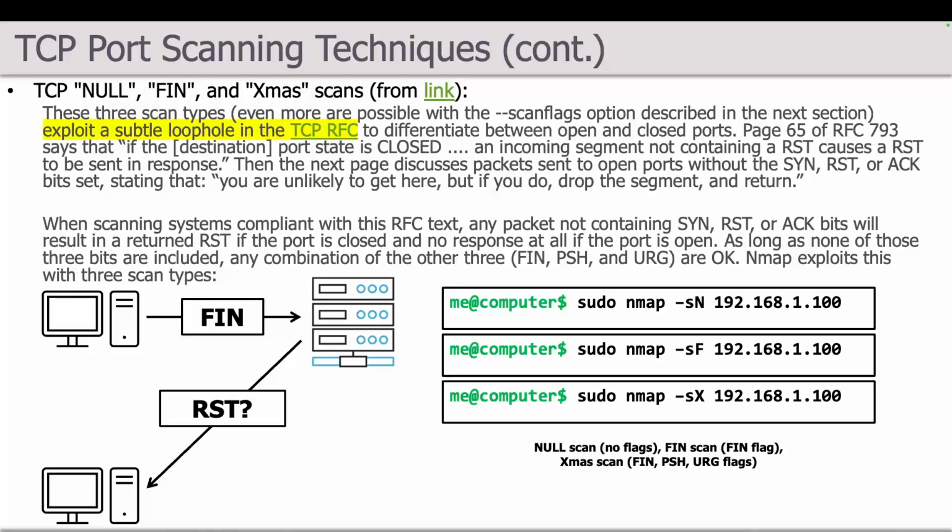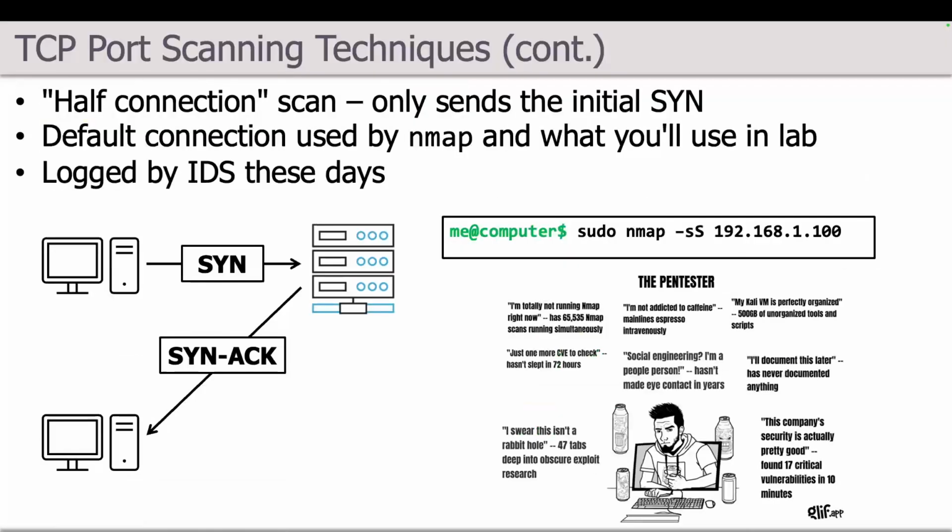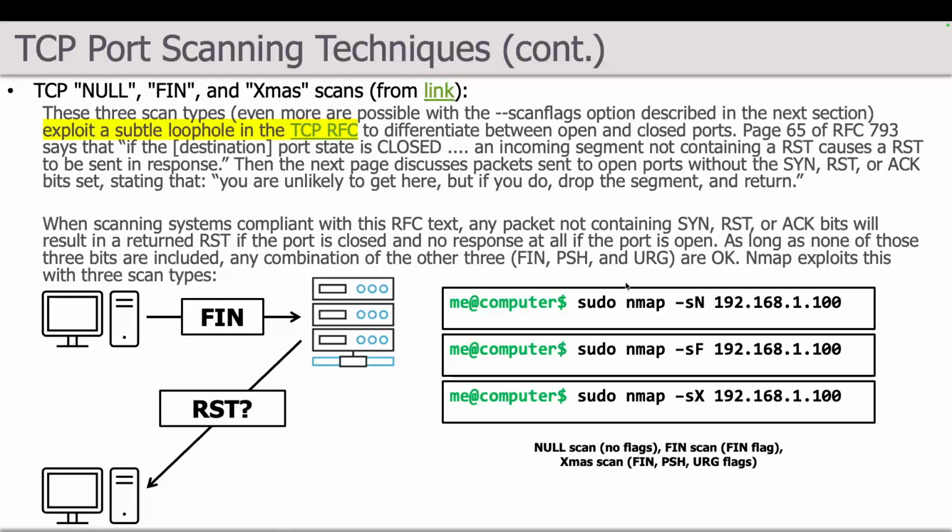That's the edge case, I guess that's one way to read the spec, that you really shouldn't be sending these packets that are just FIN, push, or urgent along the way. This leads to three different types of scans beyond just the half connection scan, where you can send a TCP packet with no flag set whatsoever. Kind of a weird empty packet. If the port's open, it's not supposed to respond. It's supposed to respond with a reset if the port is closed.